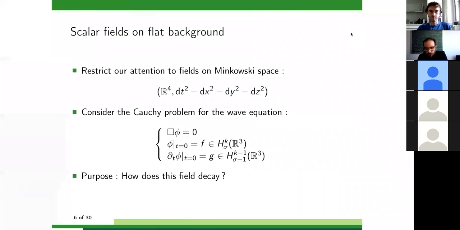So now let's write the decay a little bit. So again, I'm looking at my favorite Minkowski spacetime, and I'm looking at Cauchy problems. So I'm giving myself the value of phi at zero in that Sobolev space, and the value of dt phi in the corresponding Sobolev spaces. So here, I'm controlling k derivatives in L2 for phi, and I'm controlling only k minus one for the derivative in time. So here, if I'm decaying like x to the sigma here, I'm decaying a little bit more, x to the sigma minus one. And how does this field decay?